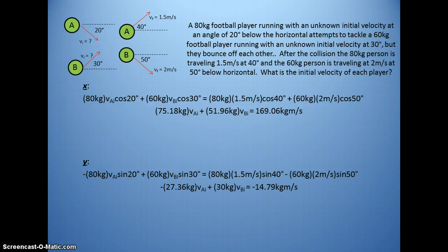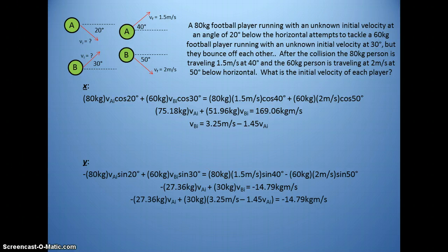As you've done in the past, isolate one and substitute in. We've done this all year. Personally, I'm going to isolate the initial velocity of B because I know I'm going to be substituting that in below, and it's going to be distributed by a positive 30. That's just my preference. You could have solved for the initial velocity of A and substituted that in.